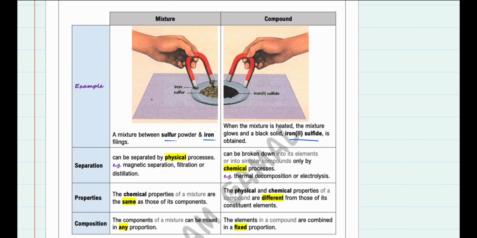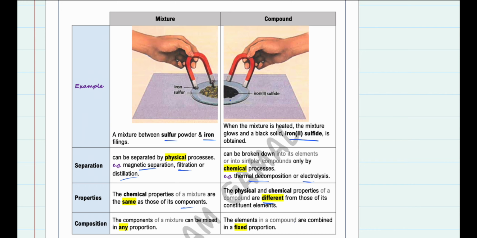Now regarding the separation of a mixture, you can separate the mixture using physical processes. Like in that example you may use magnetic separation, and in other examples you may use filtration or distillation, and those are said to be physical processes. To separate a compound, on the other hand, you need to use chemical processes such as thermal decomposition or electrolysis. The properties of the mixture are the same as those of its components, while properties of compounds are different than those of its constituent elements.